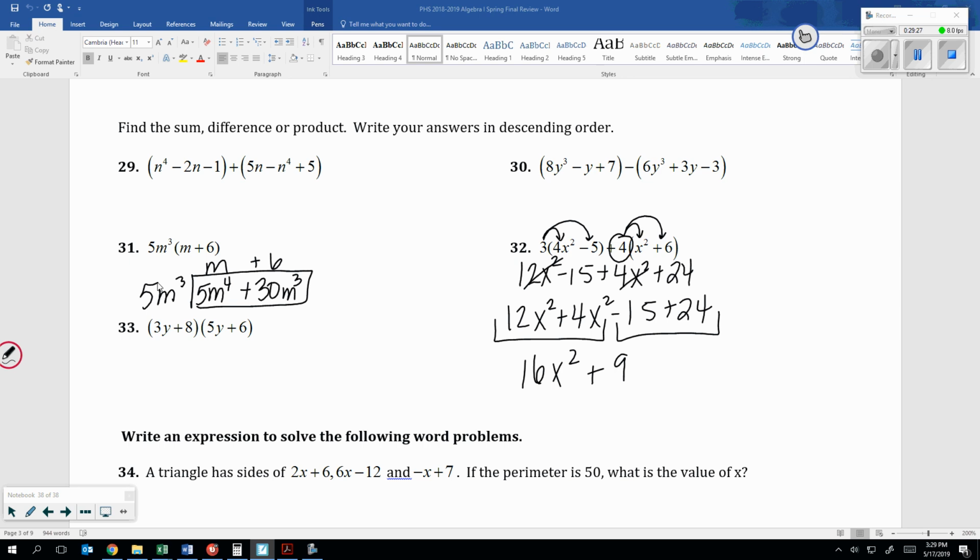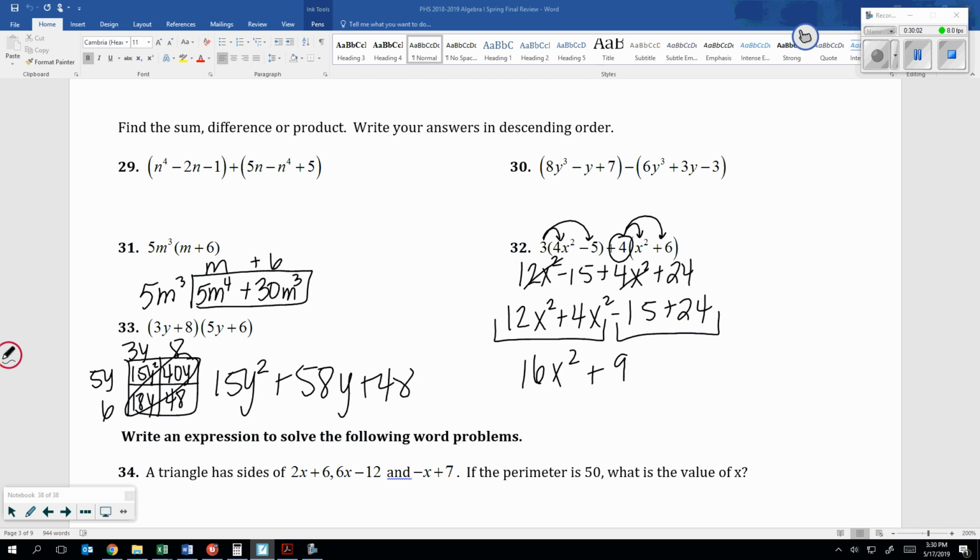Lastly, for this one, I think the best thing to do is to use your box. Again, now with this, and really with all of these, with your answer choices, you can graph and match. It basically works for most things. So 5y and 3y make 15y squared. 5y and 8 make 40y. 6 and 3y make 18y. And 6 and 8 make 48. I combine those diagonals, so I have 15y squared plus 58y plus 48 as that answer.